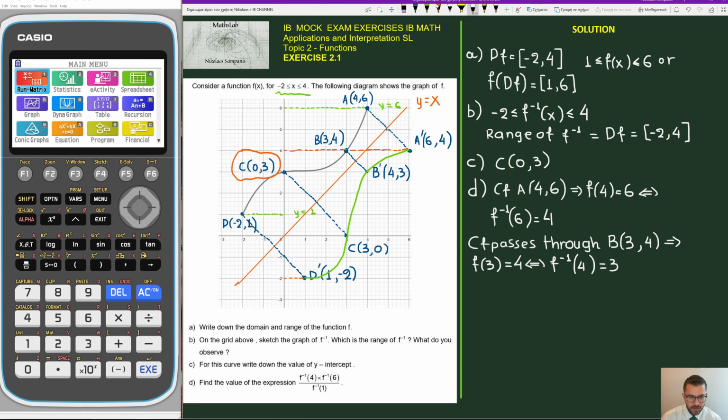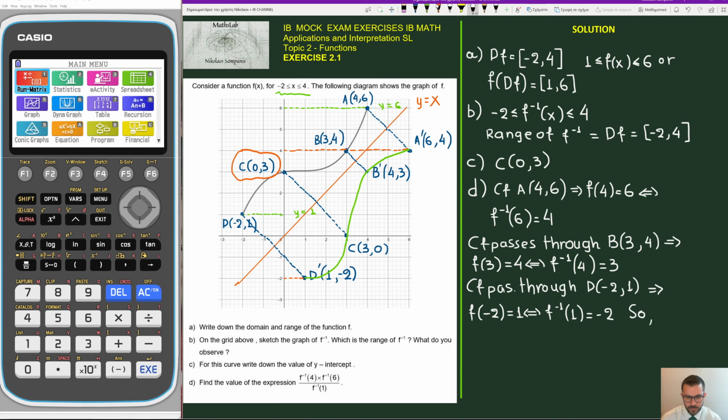Continuing with the point D, our graph passes through the point D. So f(-2) equals 1. So for this reason, the value of the inverse function at 1 equals -2.